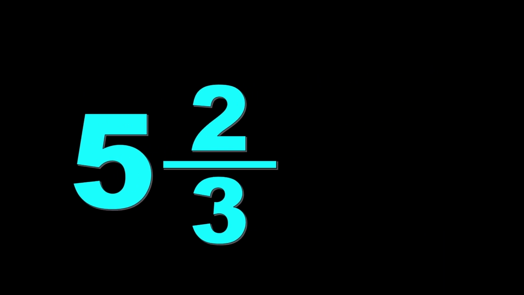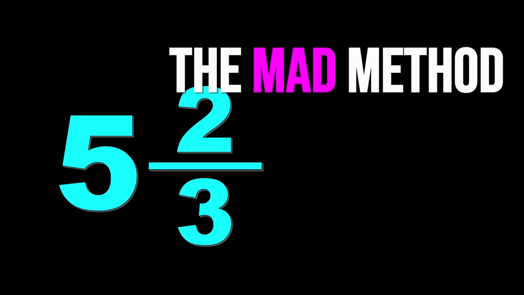But what if you were given 5 and 2 thirds and asked to reverse it back into the improper fraction? Well, believe it or not, that method's even easier, and it's called the MAD method.